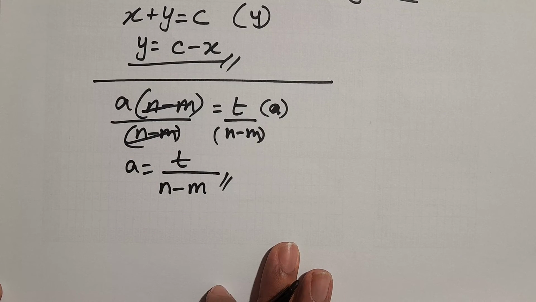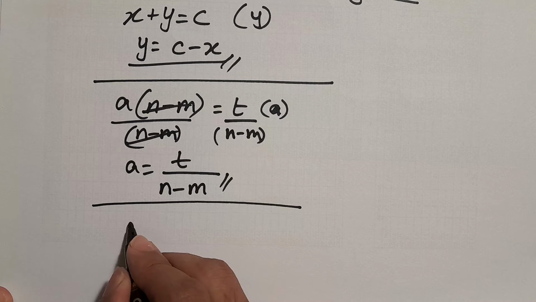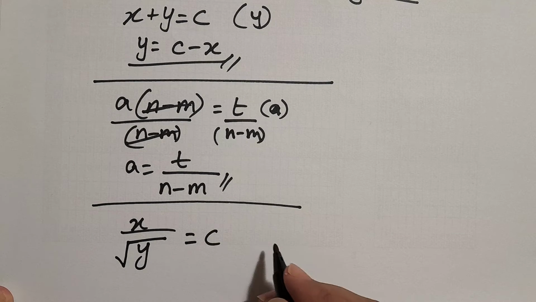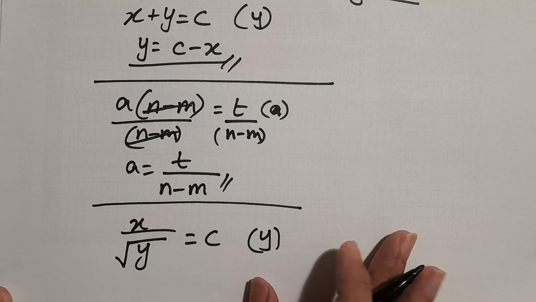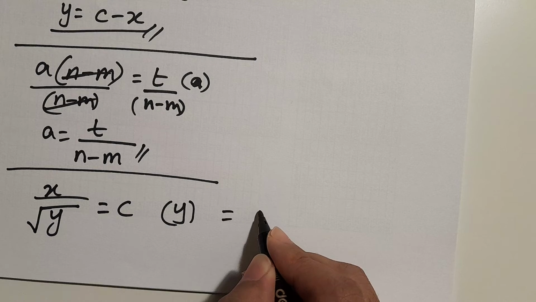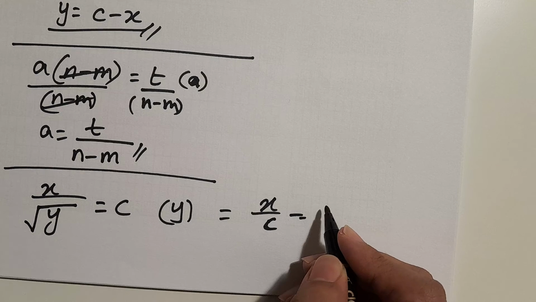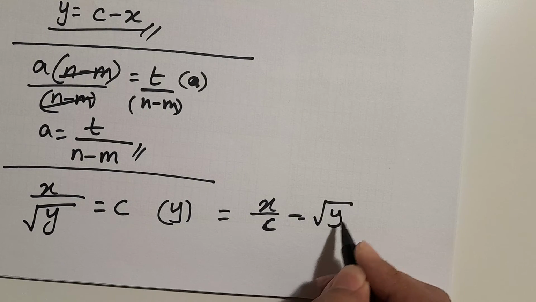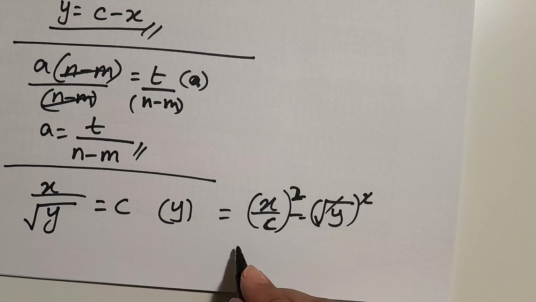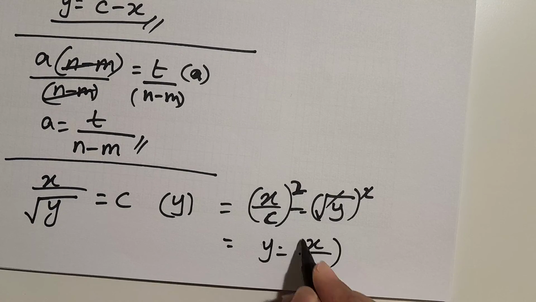And the last example for rearrangement of formula is x divided by square root of y is equal to c, and if we have to make y the subject, so what we will do is first we will move c, which will be x divided by c is equal to square root of y. Then we will make this square cancelled and here squared, so the answer will be y is equal to x divided by c squared.